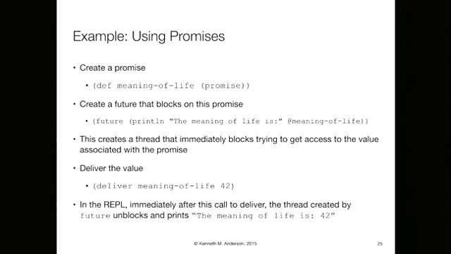Okay, so here we're creating a promise called meaning of life, and then we're going to create a future that blocks on this promise. So I'm creating a future, and the task of that future is to do println. And in the println statement, we say the meaning of life is, and here we dereference the promise meaning of life. So what that means is that as soon as we type future there, another thread spun up, called println, was trying to do it and blocked on meaning of life. So this is code you can run in the REPL, actually.